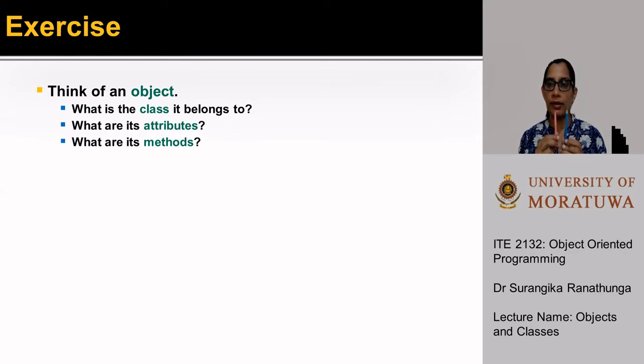So what are the methods that these pencil objects can have? A very simple, straightforward method is the write method. Both the pink object and the blue object will have a write method. When this method is executed, the pink pencil will write in pink and the blue pencil will write in blue. So as you can see, although there are multiple objects, they are all created using a single blueprint called the class. I hope it is now very clear what the distinction between objects and classes is.